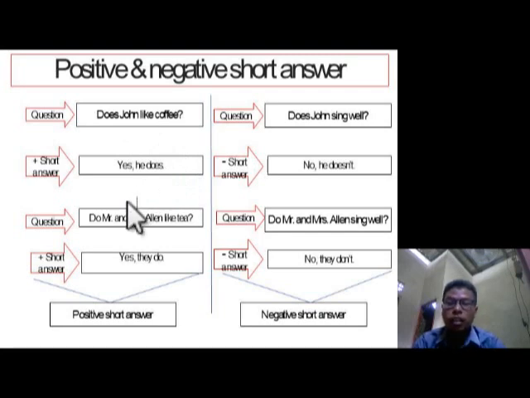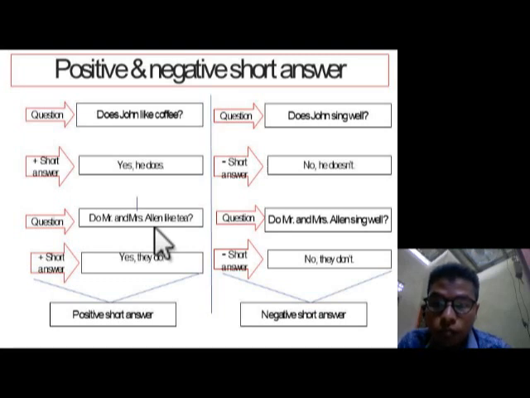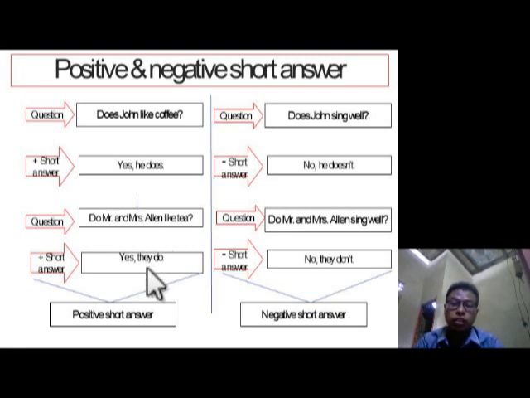Jika pertanyaan mengarah kepada subjek yang plural, ya, dua orang misalnya, do Mr. and Mrs. Allen like tea? Yes, they do. It's simple, you know.